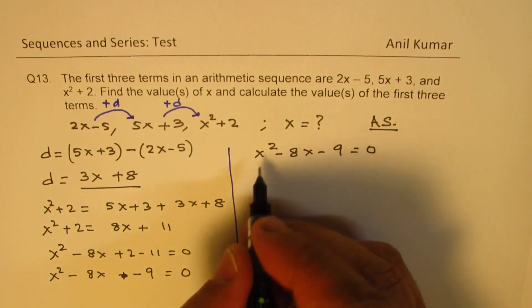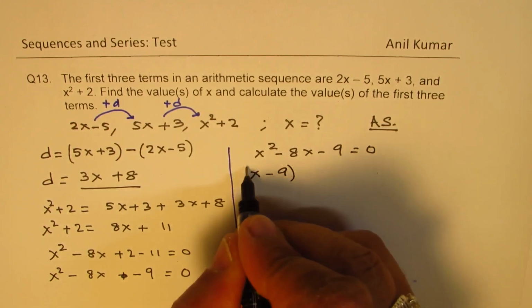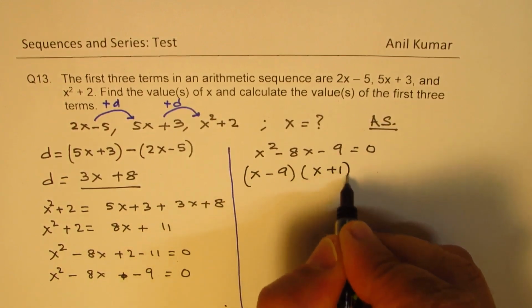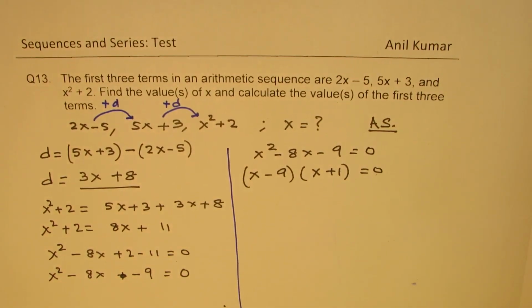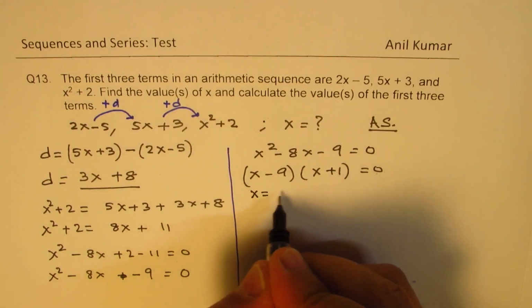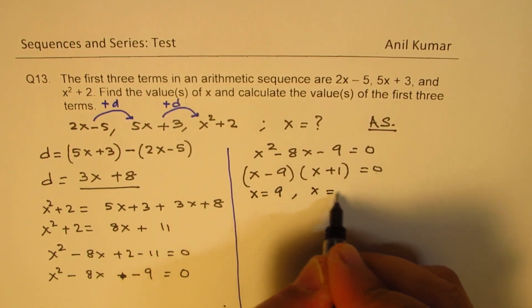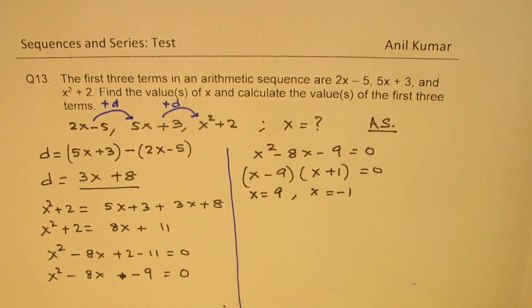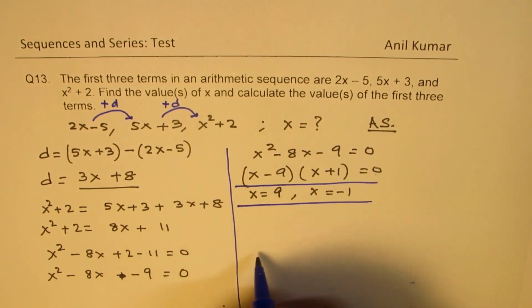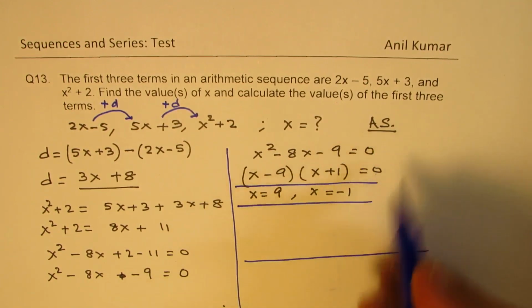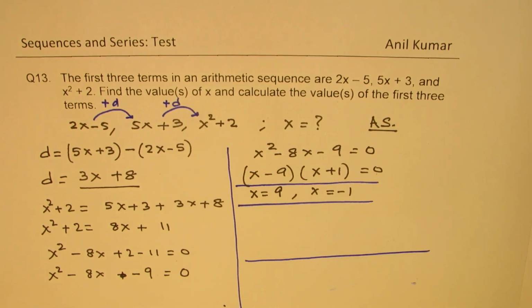So the equation to solve is x squared minus 8x minus 9 equals 0. 9 times 1 is 9. So we could factor this as x minus 9 times x plus 1 equals 0. So that gives us two values. One value is x equals 9, and the other value is x equals minus 1, right? So we have two values for x. So that means we can actually have two different series, right?